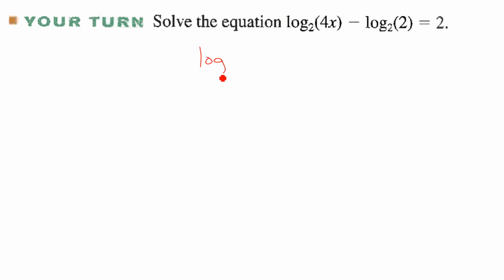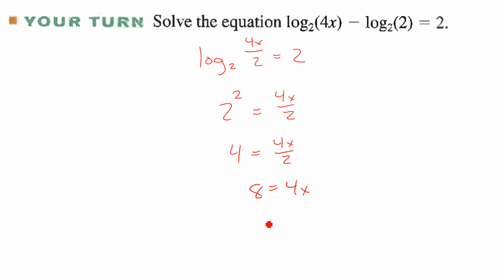So we'll have log base 2 of 4x over 2 equals 2. So 2 to the second power equals 4x over 2. 4 equals 4x over 2. 8 equals 4x. x equals 2. That works for both of these. So that is our answer.